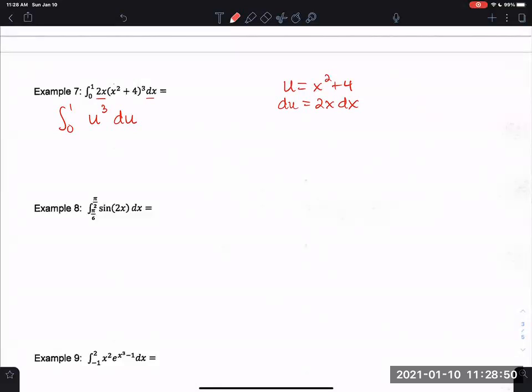And when I use power rule on this, I have u to the 4th divided by 4, 0 to 1. No plus c because I'm actually evaluating. Now, what I would have to do first is plug back in my u value first.